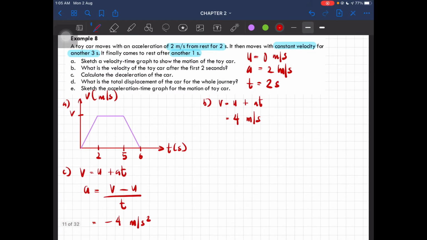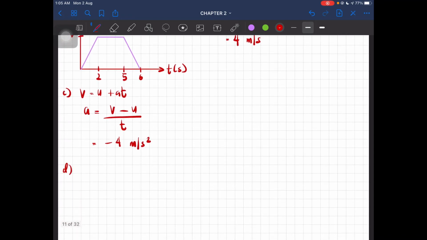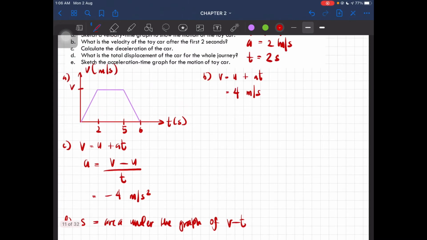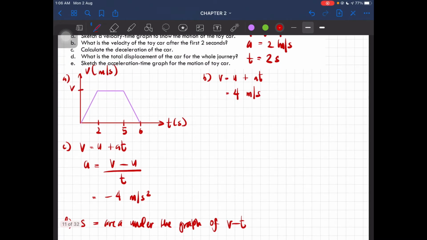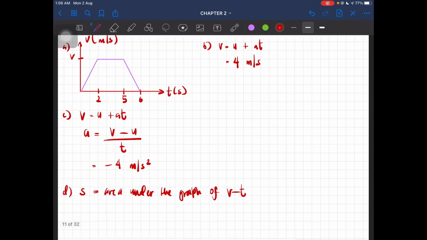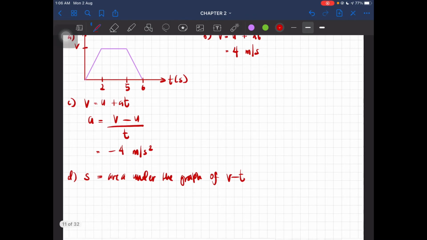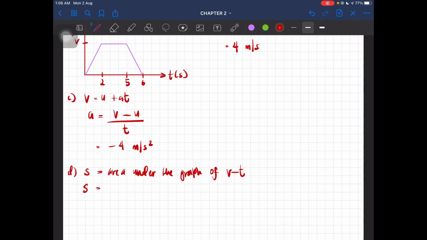Now, what is the total displacement of the car for the whole journey? Displacement is equal to the area under the graph of v-t, so that you are not confused. So it is the area under the graph for the velocity against time graph only. How do we calculate it? We can just find the area. After you find the area, you'll then get the value of 18 meters.